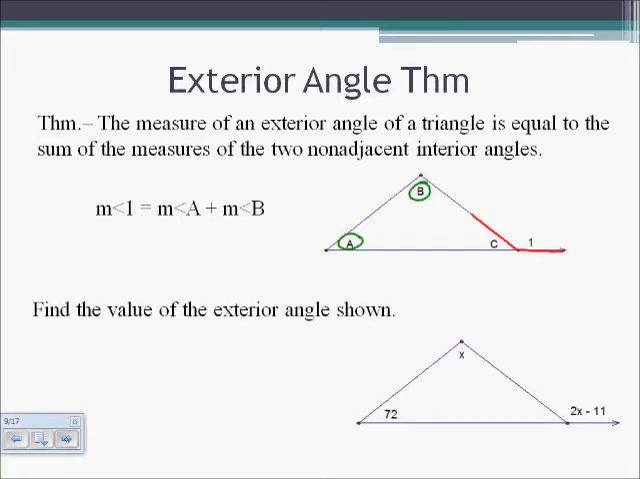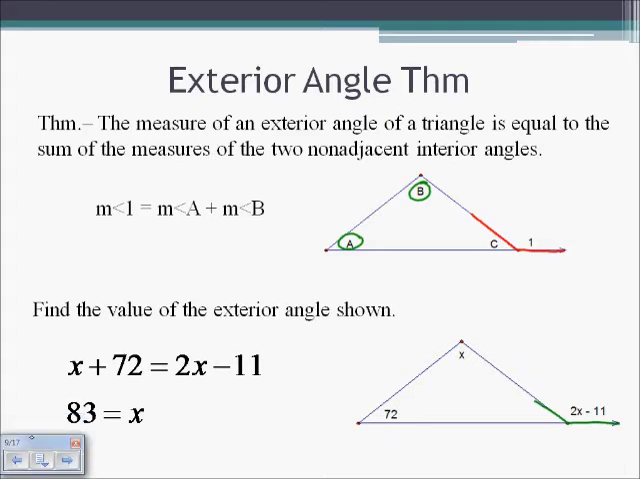Using that information, let us apply the exterior angle theorem in this problem. It says find the value of the exterior angle shown. So we know that we have the exterior angle here on the outside in green, that's 2x minus 11, and we know that the exterior angle is equal to the sum of the non-adjacent interior angles. So therefore we can state that 72 plus x is equal to 2x minus 11. So we have x plus 72 is equal to 2x minus 11.